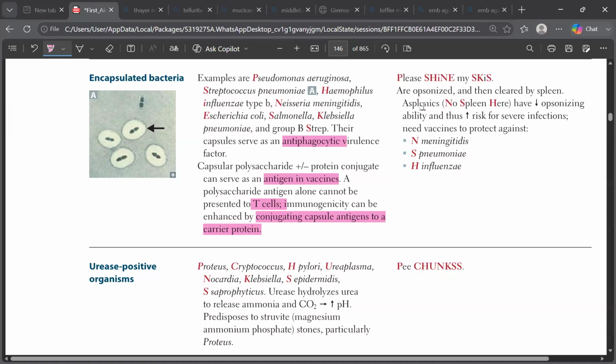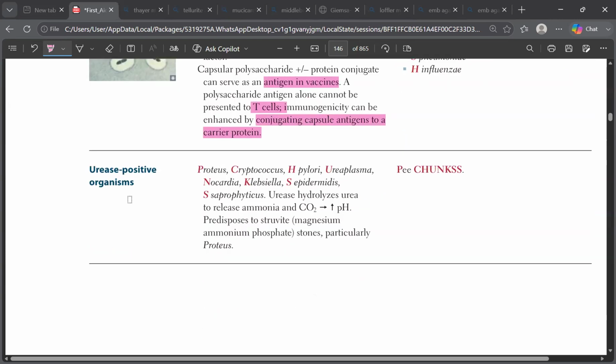They're opsonized and then cleared by the spleen. Asplenics have decreased opsonization ability and thus an increased risk for severe infection. Yes, I've studied these in immunology. And they need vaccines to protect against meningitis, S. pneumoniae, and H. influenzae. All these encapsulated bacteria require vaccines in asplenics because they cannot be opsonized and cleared. Then we have the urease positive organisms, Proteus, Cryptococcus, H.